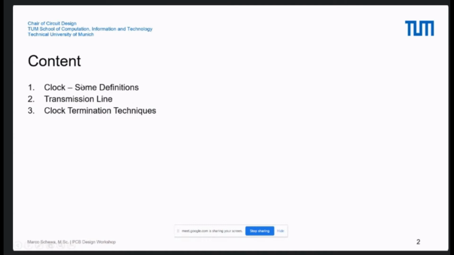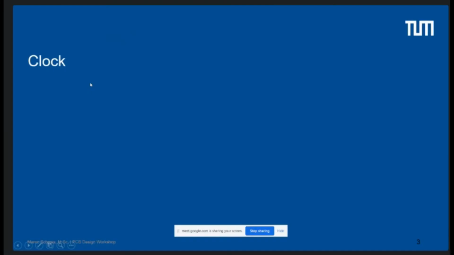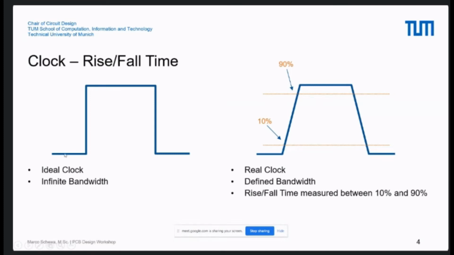So let's start with the clock. You know already that an ideal clock looks like this. And the important thing is that this ideal clock has infinite bandwidth. And for a PCB, infinite bandwidth is not so good. Therefore, we have one like this, so it's a real clock. And the real clock has a defined bandwidth. And at the end, it's very important to know how defined it is.